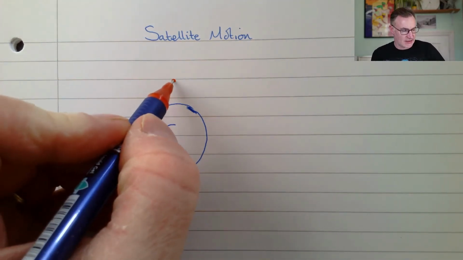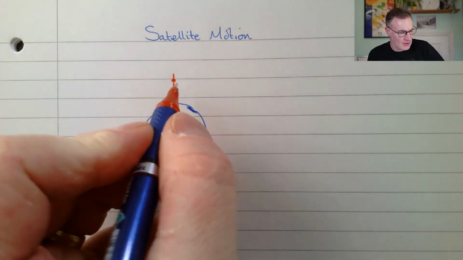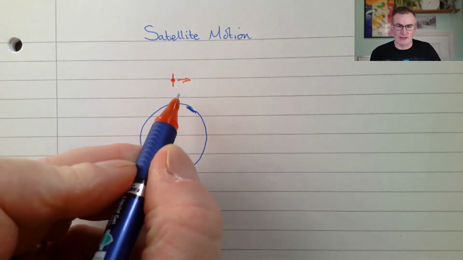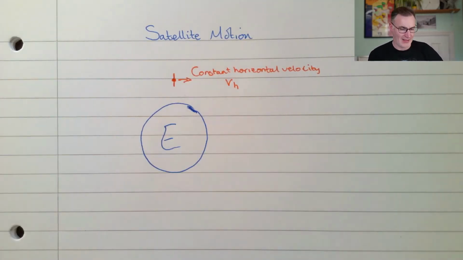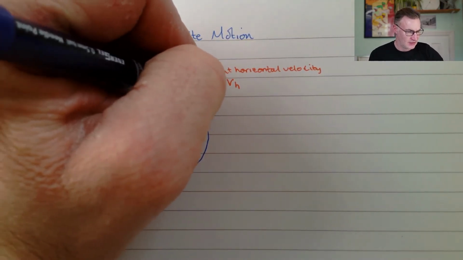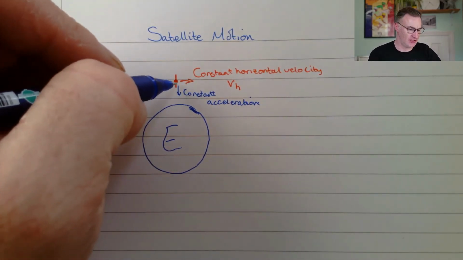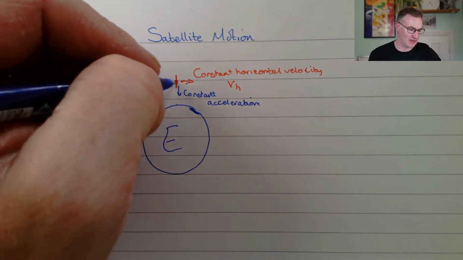But really, once the satellite's already up there, so we have our satellite here, and we're going to have it moving in an orbit. Now, the orbit of a satellite is characterized by two things. The first thing is it has a constant horizontal velocity. We can call this VH. And it will also have a constant acceleration. And it's going to accelerate down. Now the acceleration that it goes down with will be determined by its altitude above the Earth.